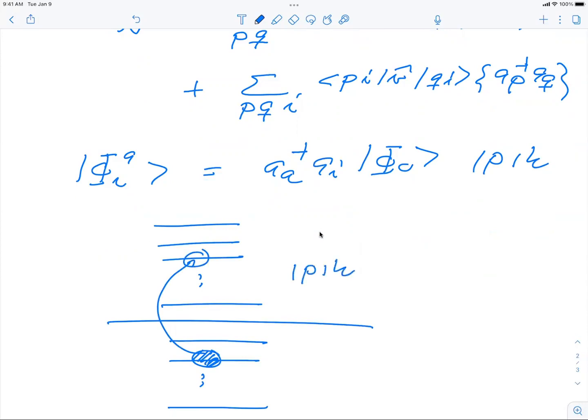In principle, since this single particle basis is an infinite basis of orthogonal functions, normally we would choose that as a basis with orthogonal functions, then this basis here should have an infinity of one particle, one hole excitations.